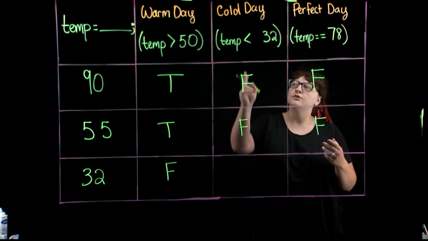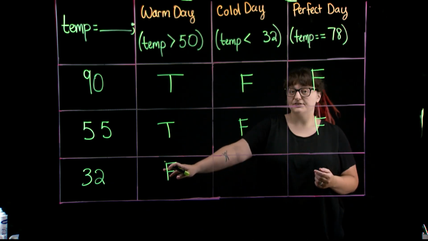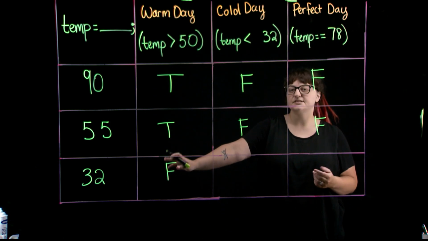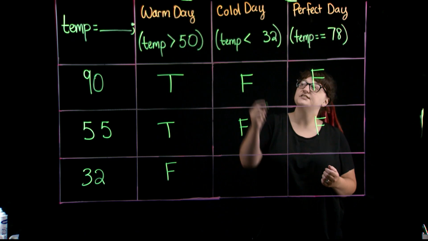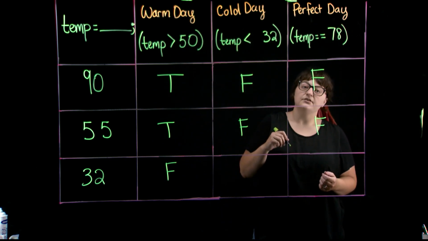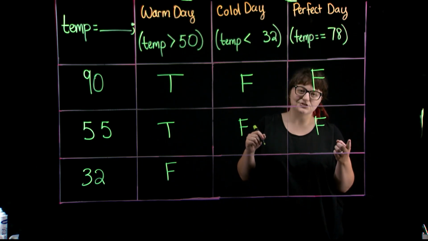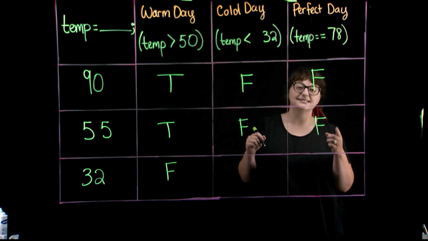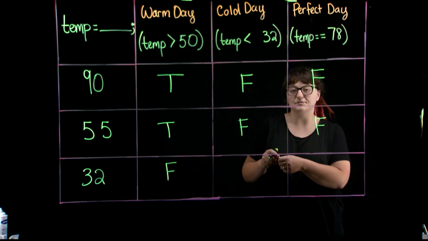So what if we wanted to alter this to make it true? Because I would count 32 as a cold day, right? So how could we change this to be true? Well, we could change it to say temp is less than 33, and that would be true. But that's not the threshold that we want for a cold day. That's going to start at 32, and we want to include 32 as part of our acceptable results.